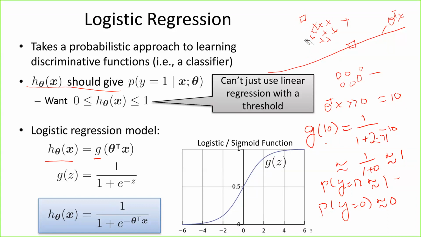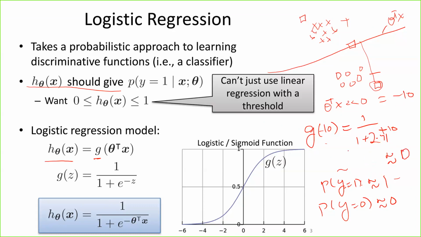Now let's say there is a point somewhere here, which is on the negative side of the plane and also far away from the plane. It means theta transpose x is a big negative number, much lesser than 0. Let's take it as minus 10. What is z of minus 10? It is 1 by 1 plus 2.71 to the power minus of minus 10, which is plus 10. So this is almost close to 0.